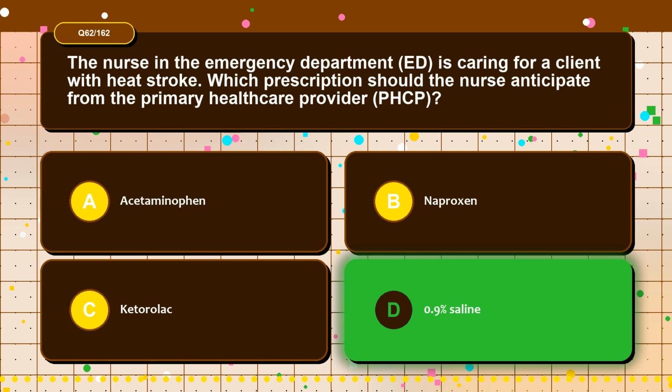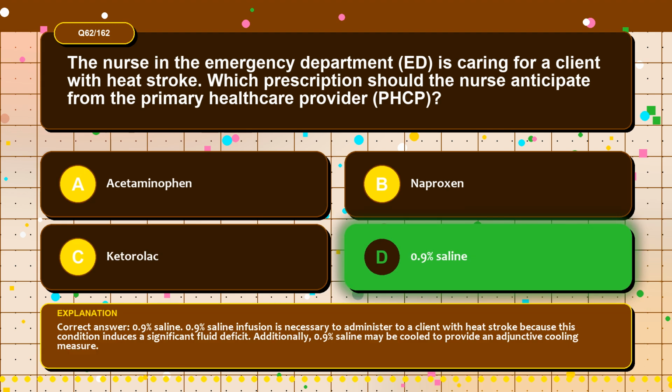The correct answer is option D: 0.9% saline. 0.9% saline infusion is necessary to administer to a client with heat stroke because this condition induces a significant fluid deficit. Additionally, 0.9% saline may be cooled to provide an adjunctive cooling measure.